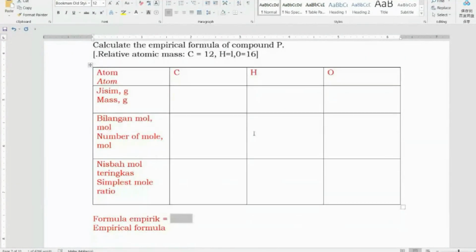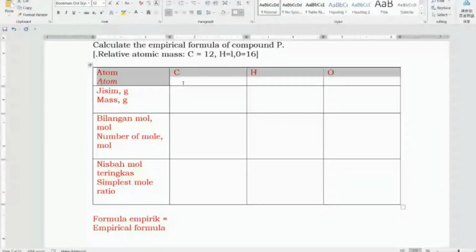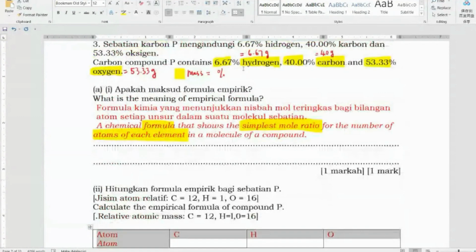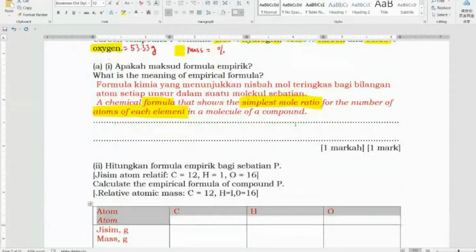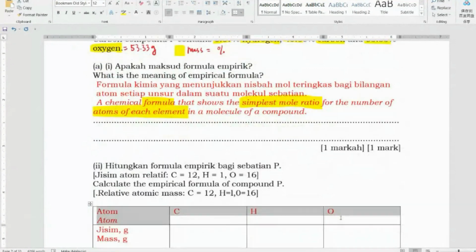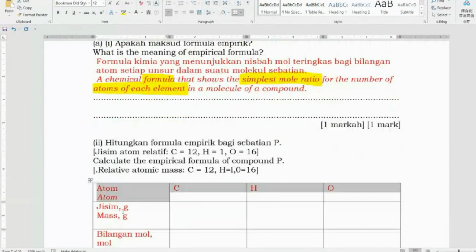Okay, so first you list out all the items. This one normally we will follow this order. First you can put the hydrogen here, then carbon at the second one, oxygen at the third one. It's okay, this sequence doesn't matter. First you put in the mass. So everybody get ready.